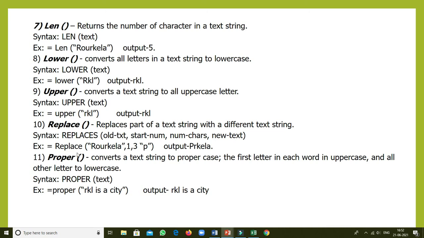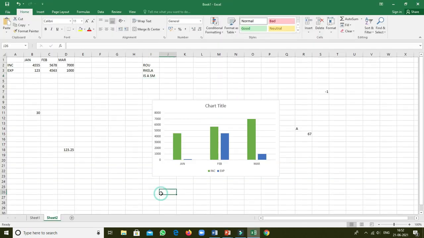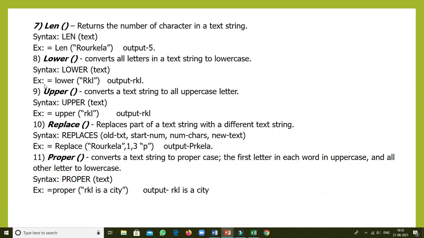Now LEN means find the length of a string. If you are writing equal to LEN of Rourkela, 8 will be displayed. It's written as 5. Now see, equal to LEN of Rourkela is there. Yes, 8 is displayed. Okay. Now LOWER means everything should be in small letters. If you are writing equal to LOWER of RKL, small rkl will be displayed. Just the opposite, UPPER is there. Okay. Here the output is capital RKL.